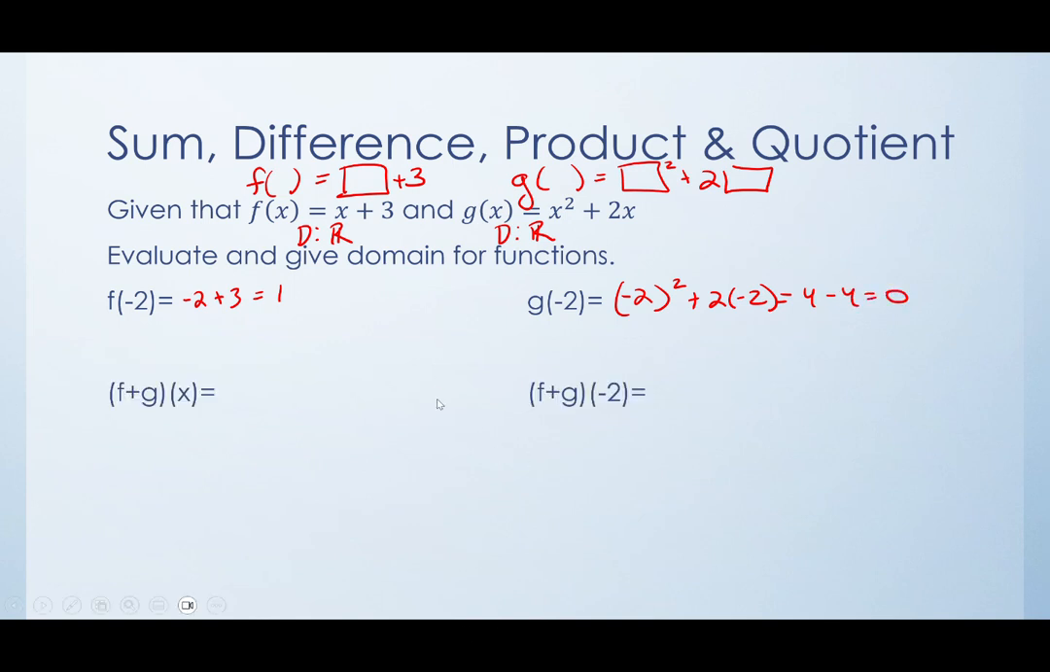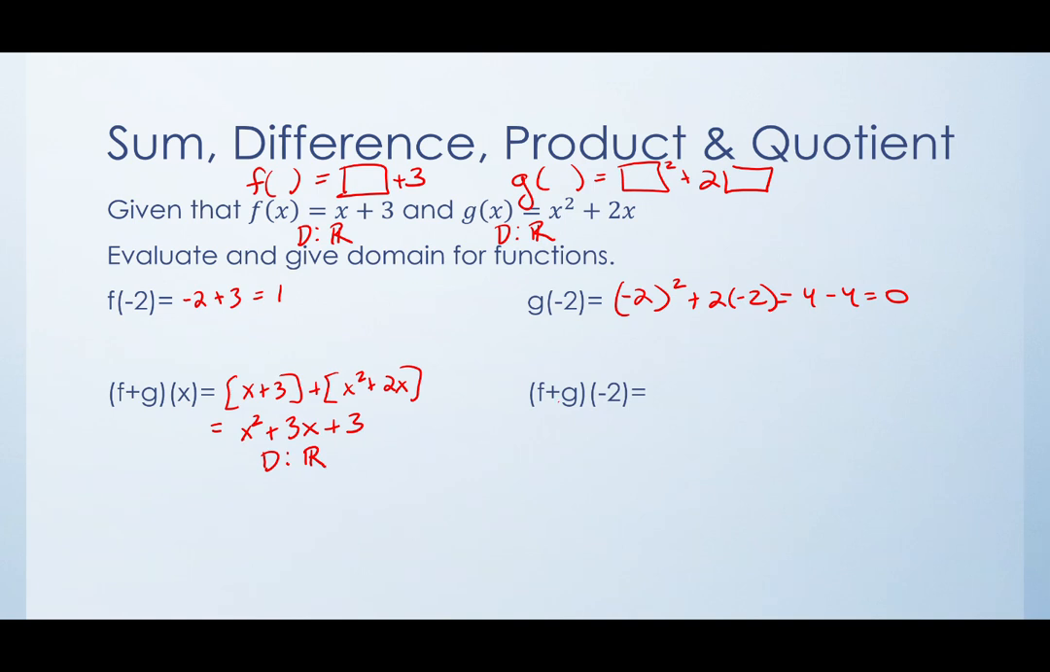Now, what about if we try to add these functions together, right? f plus g of x, we're just going to say, hey, I've got f, I've got g, and we should simplify that, right? We've got an x squared term, we've got a 2x plus an x, so that's plus 3x, and we've got a constant term. That's it. And our domain for this is still all real numbers, right? Because I can plug whatever I want into there.